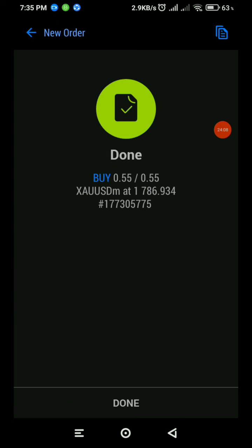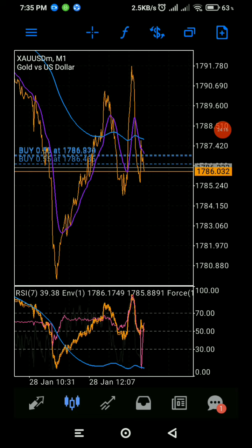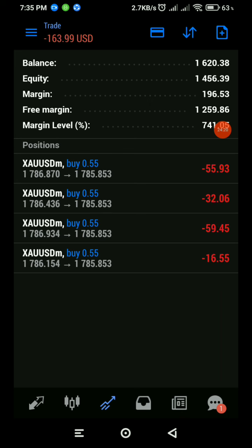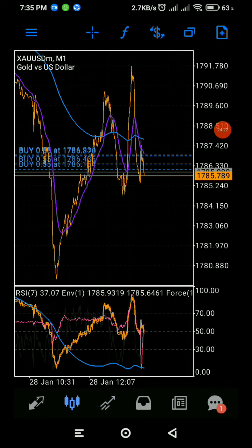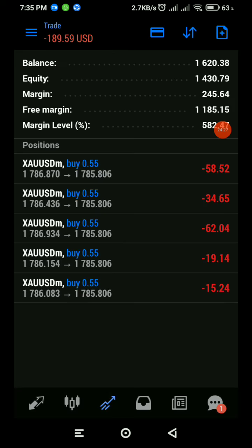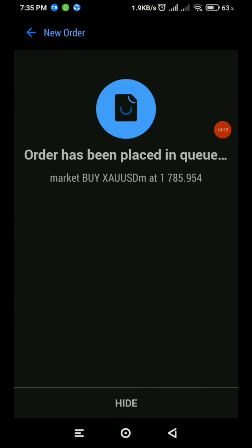I always trade with 0.1 lot, but to recover this losing session, I'm just taking some big lots. Well, you don't have to follow this type of task. Just to show you, I'm just adding buy entries from here.